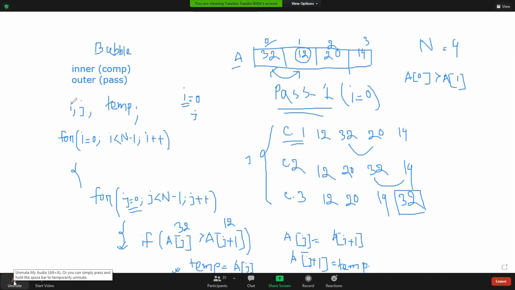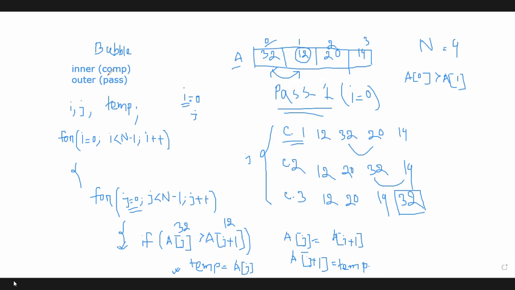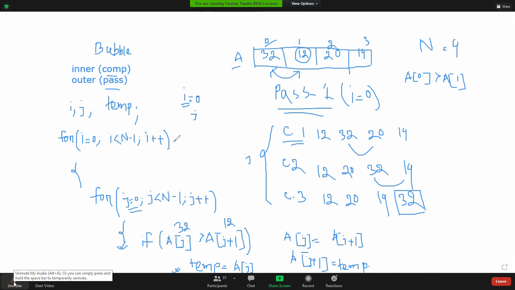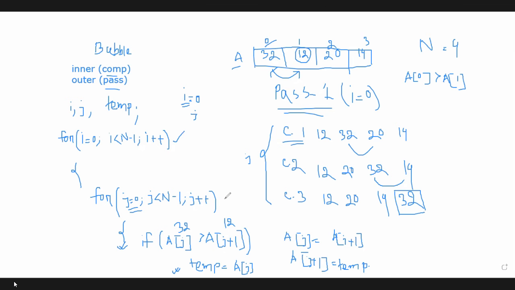For the number of comparisons and the number of passes, we can use two different loops, an inner loop and an outer loop. The condition is for i equals 0, i less than n minus 1, i plus plus. This is our outer loop. And the inner loop is for j equals 0, j less than n minus 1, j plus plus. When i equals 0, that is our pass number 1. Inside that we have another loop, and the j variable is used for counting the number of comparisons.